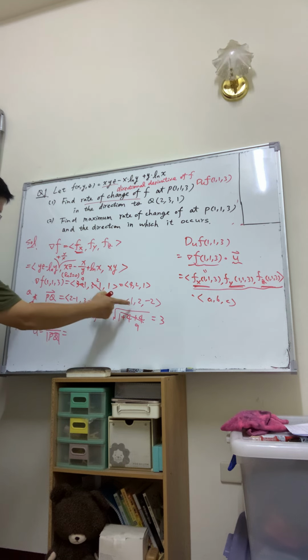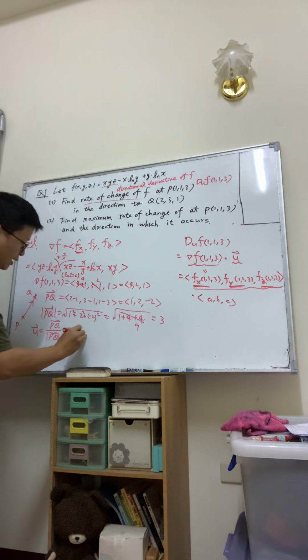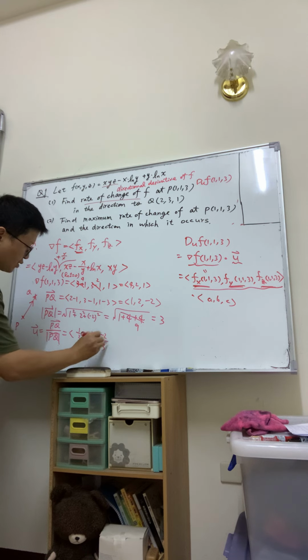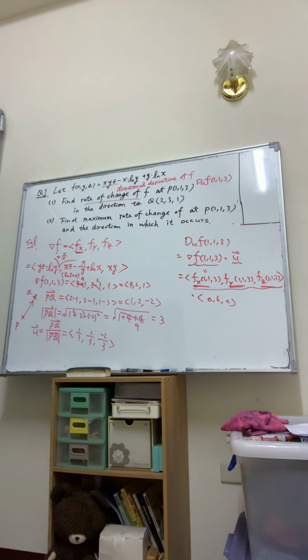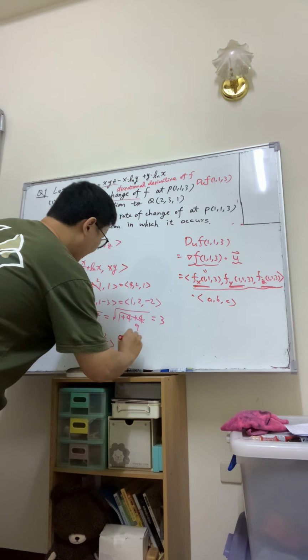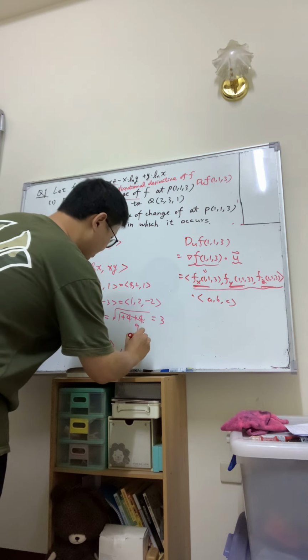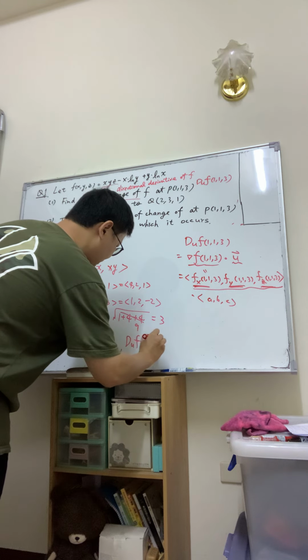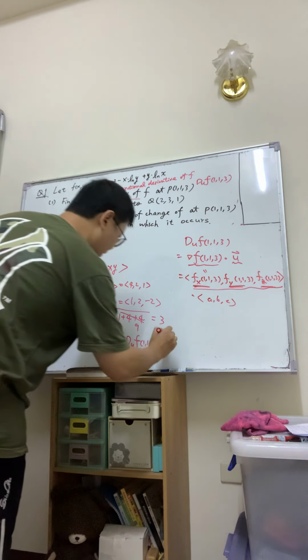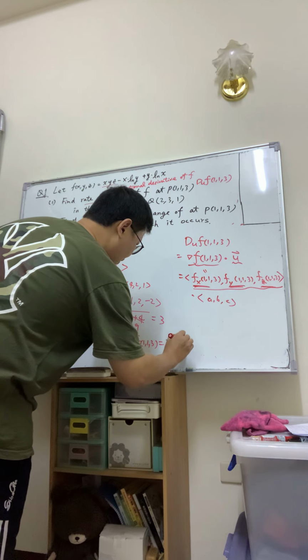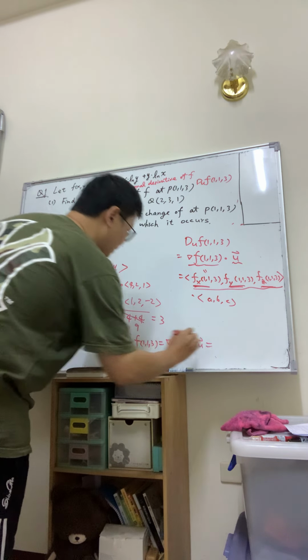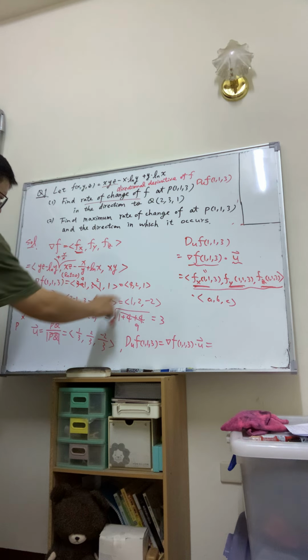Divided by its length. So this vector divided by its length is 1 over 3, 2 over 3, negative 2 over 3. This is the unit vector u. Once we have the unit vector u and the gradient vector, the result, D_u f of (1, 1, 3), is exactly the inner product of the gradient f at (1, 1, 3) and the unit vector u.